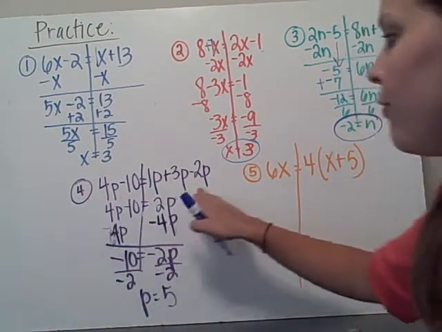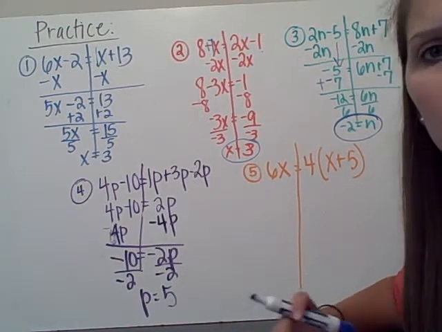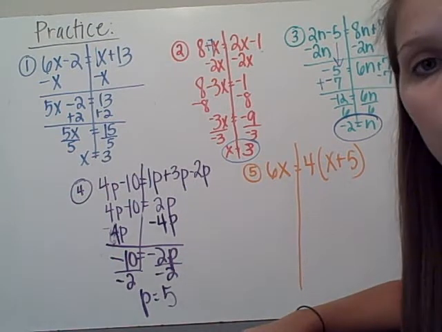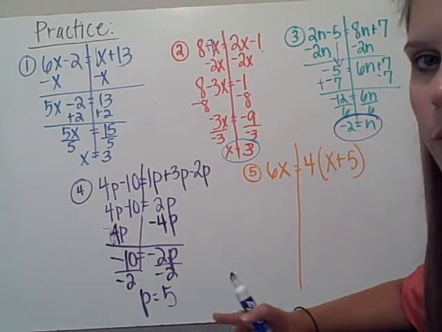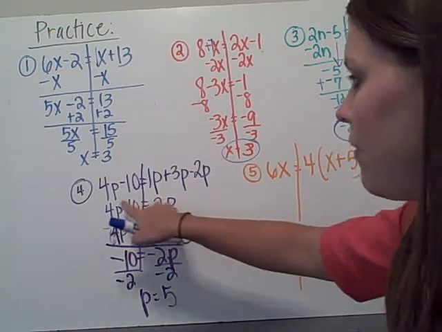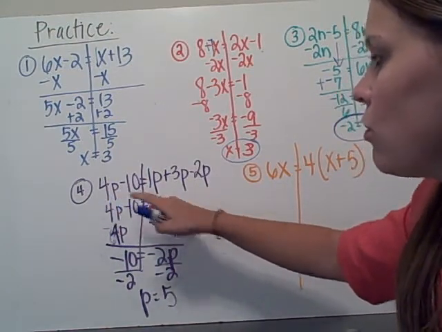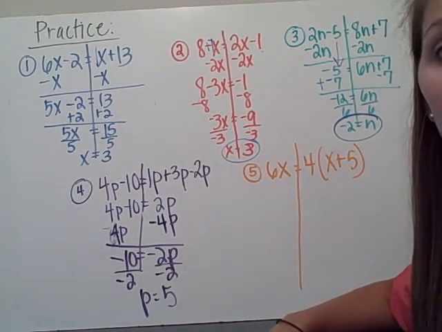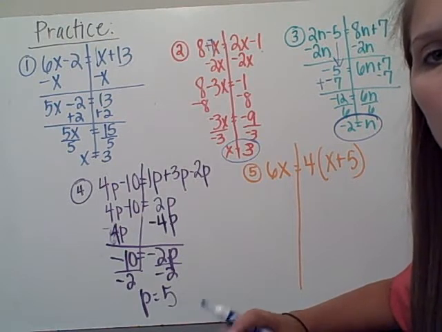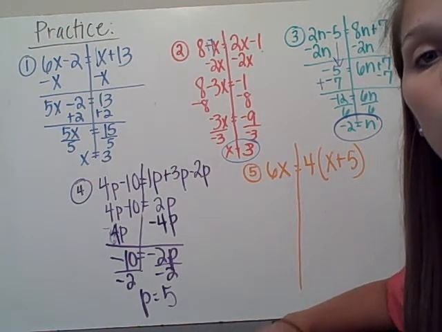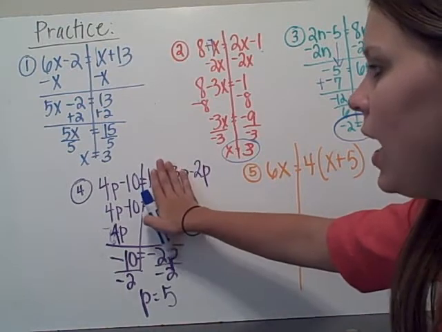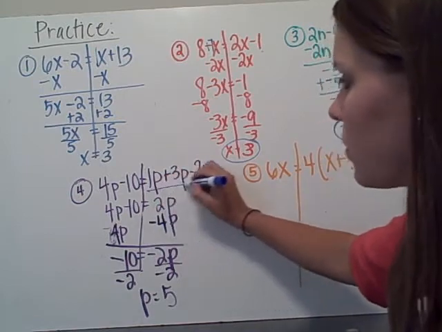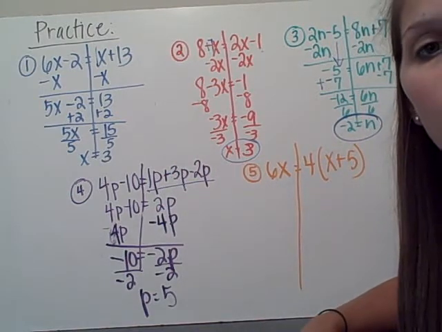Now, number 4 is a little different than the first 3 that we did. Still no parentheses, so we don't have to distribute. We still don't have any fractions, so we don't have to worry about those. But if you see 4p minus 10 equals 1p plus 3p minus 2p, if you remember from multi-step equations, you need to combine like terms on both sides before you start moving them around. Well, we do not have any like terms on the 4p minus 10 side, but we do have like terms right here. They all have the same variable p.